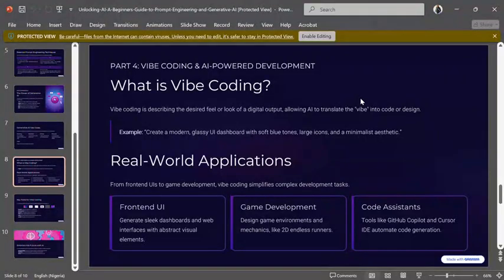Hello? I've not heard of vibe coding. I'm hearing it for the first time. Okay, fine. It's good. We learn every day. Even me too, I'm hearing it for the first time.